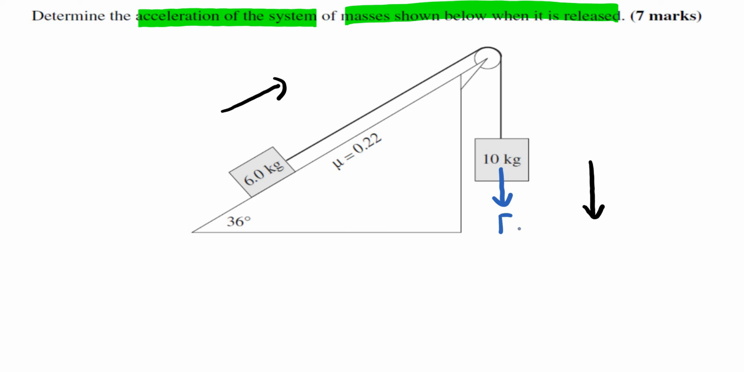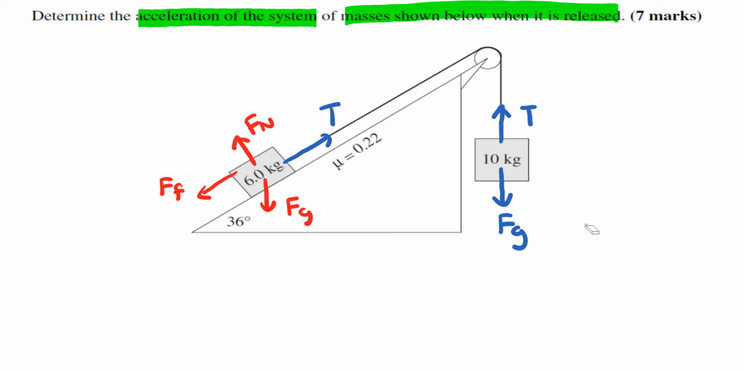So we have F of G right here, and then we have the tension right there. And for the 6 kilogram object, we have the tension as well, because it's sharing the same rope. And then we have our force normal, and we have our force of gravity, and we also have the force. Actually, let me just kind of draw the force of friction over here. So this is the force of friction like that. Okay, so there is our free body diagram right there.